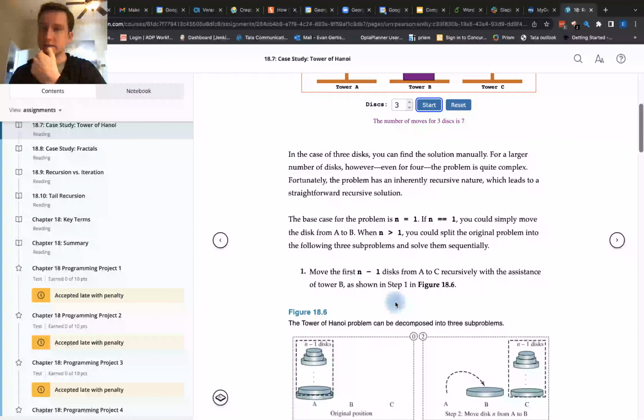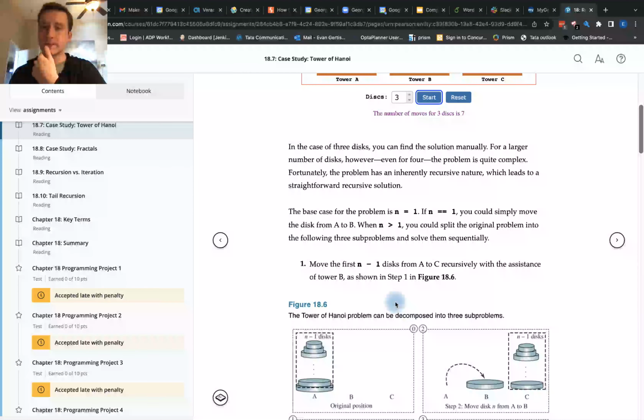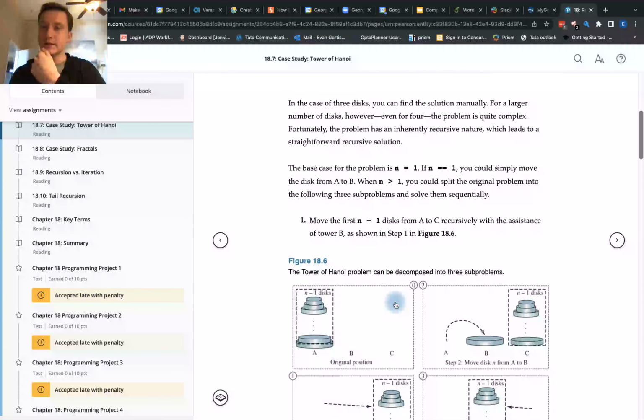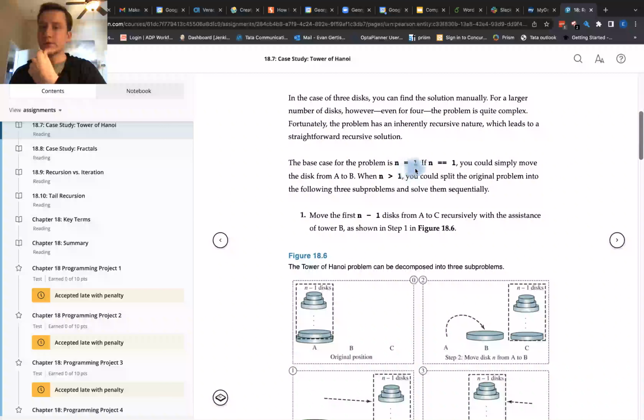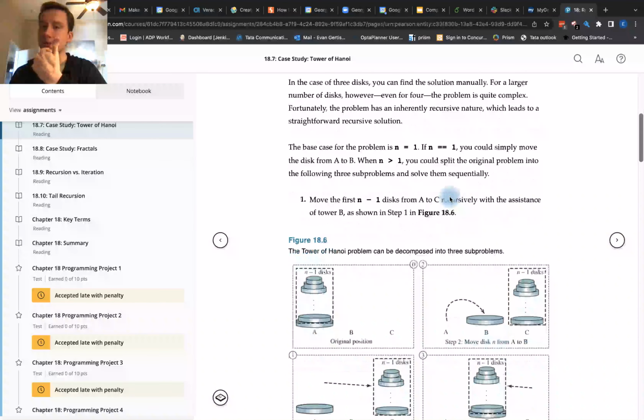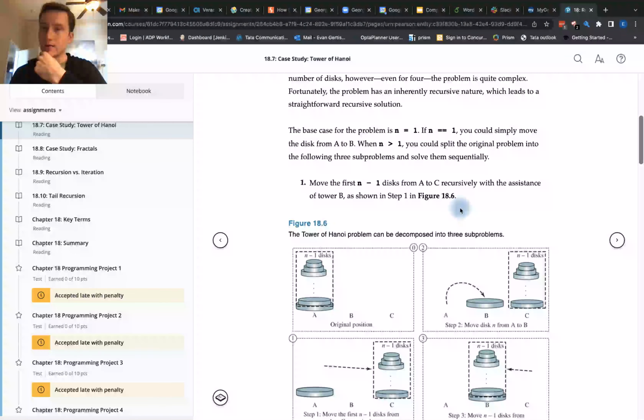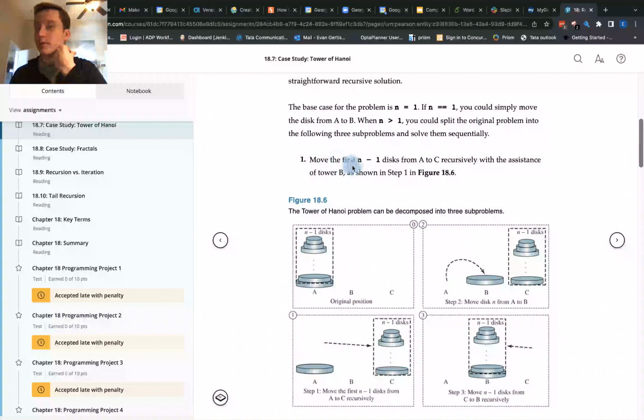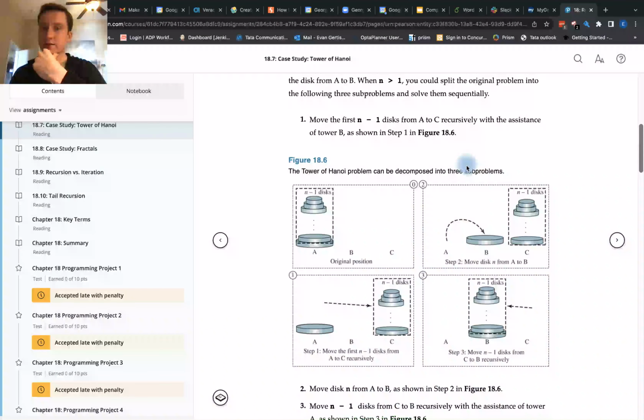Fortunately, the problem has an inherently recursive nature, which leads to a straightforward recursive solution. So the base case of the problem is when n equals 1. Right. So you could simply move the disk from A to B. When n is greater than 1, you could split the original problem into the following 3-step problems and solve them sequentially. Move the first n-1 disks from A to C recursively with the assistance of Tower B.